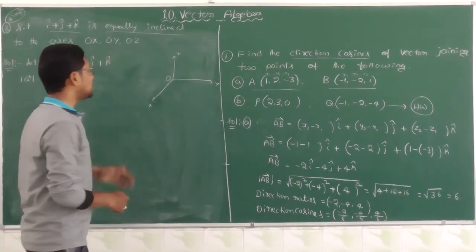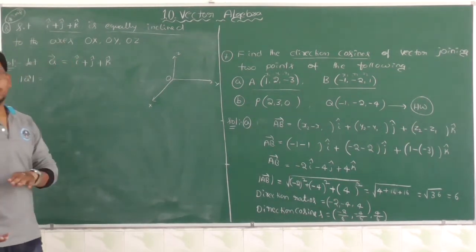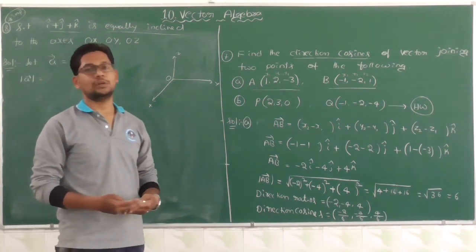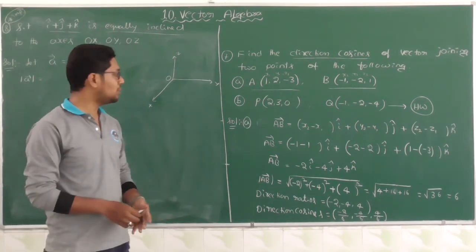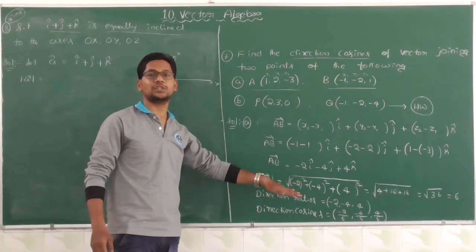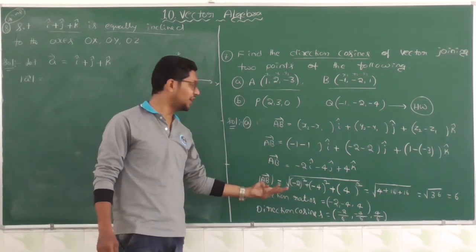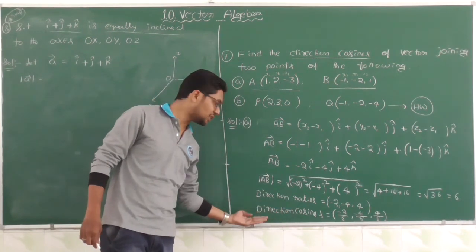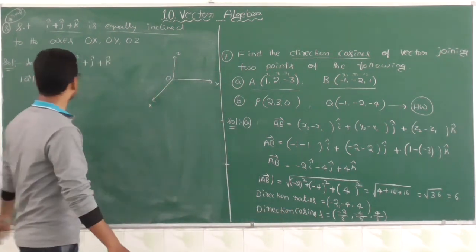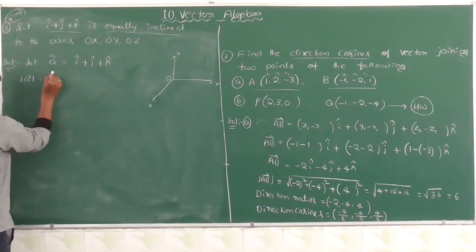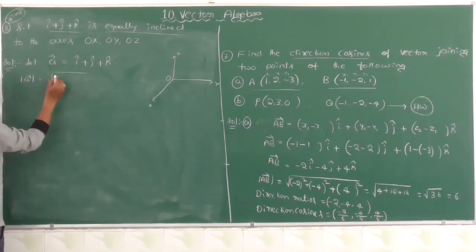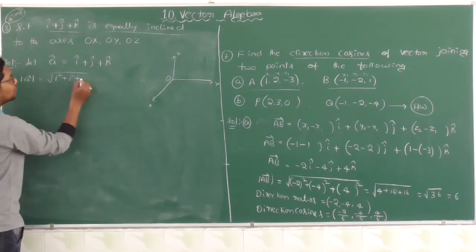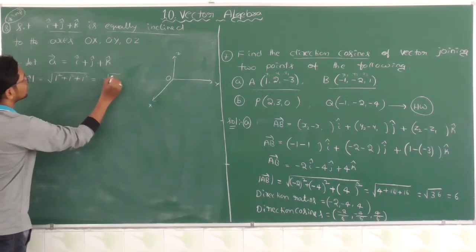That means here I am going to prove that the direction cosines are equal. We know the direction cosines. How to find the direction cosines? Before that, we have to find the magnitude of the vector. Magnitude of a vector is the square root of i component 1 square plus j component 1 square plus k component 1 square. That equals root 3.